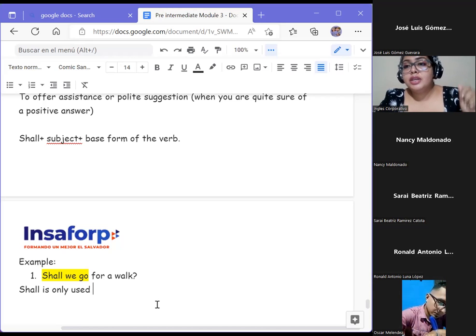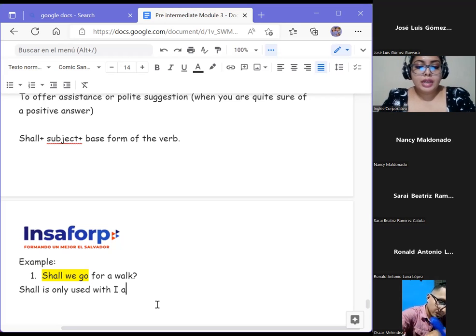Shall is only used with I and we. Solo vamos a utilizar con I y con we. Con esos dos pronombres vamos a utilizar shall. With I and we. Like, thanks. You're welcome.